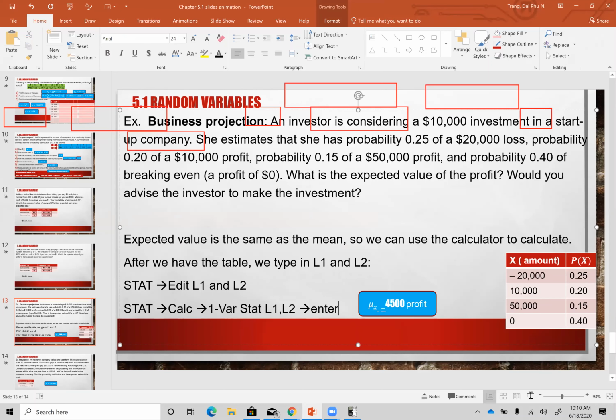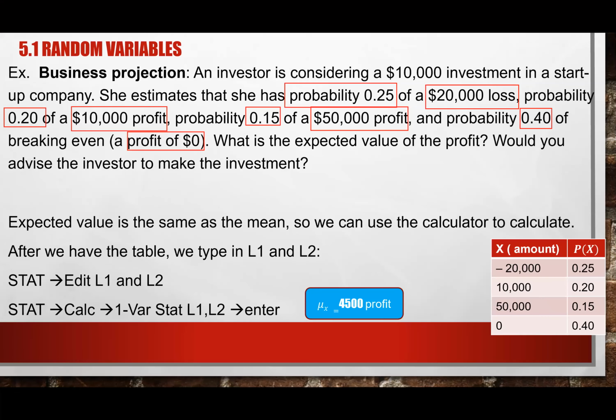So looking at that, hopefully now you see that finding the mean is very easy. It's all redundant. It's pretty much number crunching. The second question is, would you advise the investor to make this investment? Well, if it's in profit, overall you still gain something. In the long run, you will make a profit. And if in the long run you make a profit, then go ahead. Pretty much that's the idea.